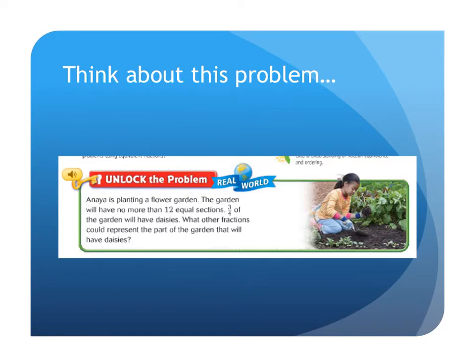I'm going to go back and read this problem again and underline some things to make me understand it a little bit better. I can tell that she's going to make 12 equal sections and that 3/4 of the garden will have daisies. They're asking me for other fractions that could represent the part of the garden that will have daisies. Now let's look and see how we can solve this problem.